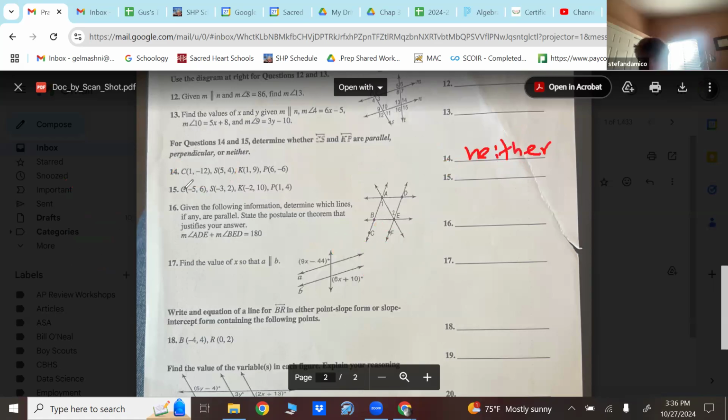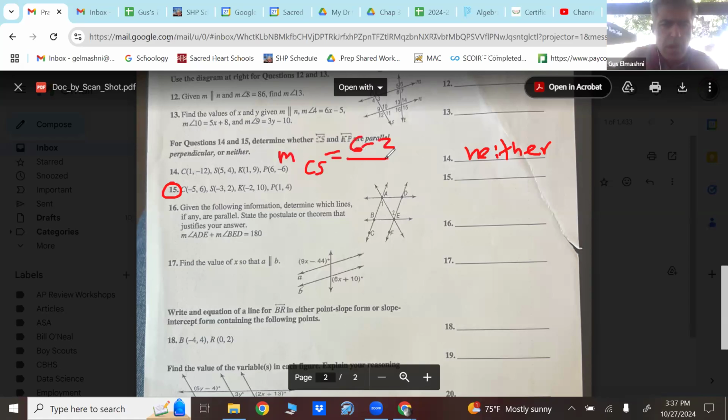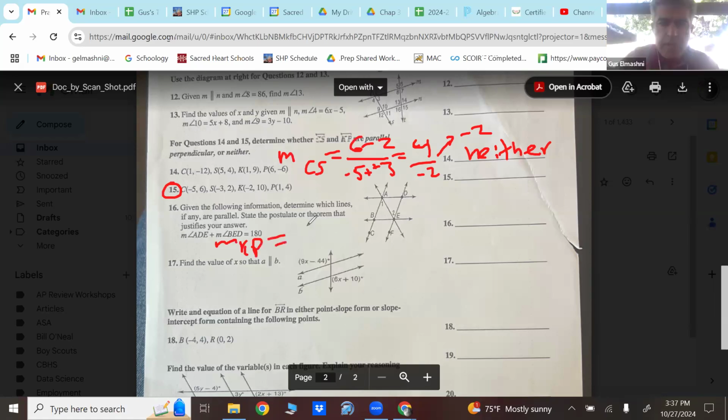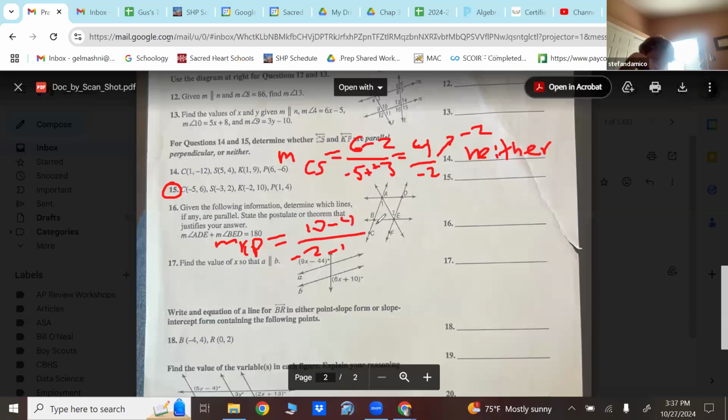Now I'm going to rinse and repeat for 15. If I take the difference in y's for CS, that's 6 minus 2 over negative 5 minus negative 3. Then 10 minus 4 over negative 2 minus 1. 6 over negative 3, you get negative 2.